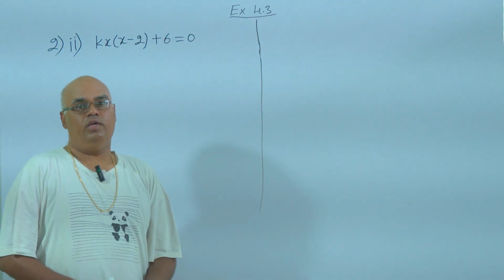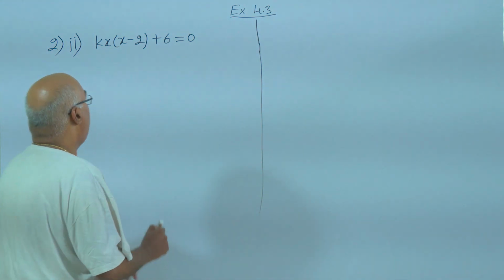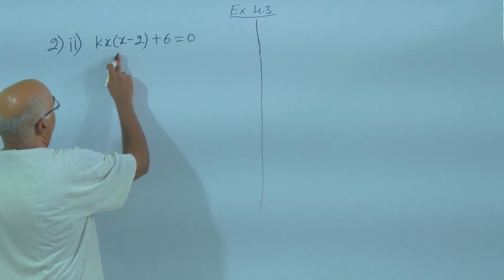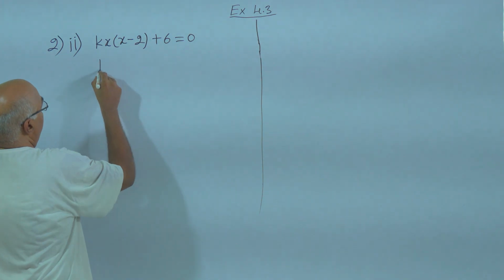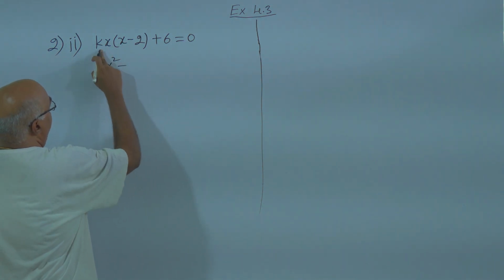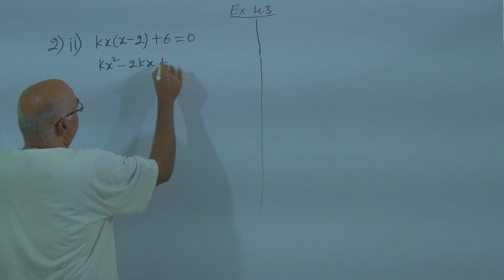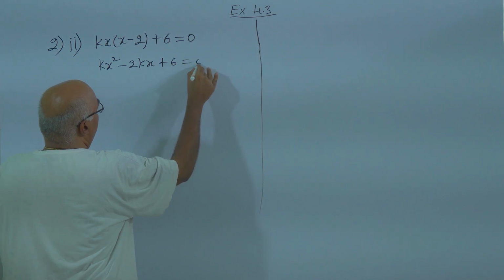First, we will write the given quadratic equation in a simple form. I will first open the brackets and multiply. kx into x is kx square, minus kx into 2 is minus 2kx, so plus 6 is equal to 0.